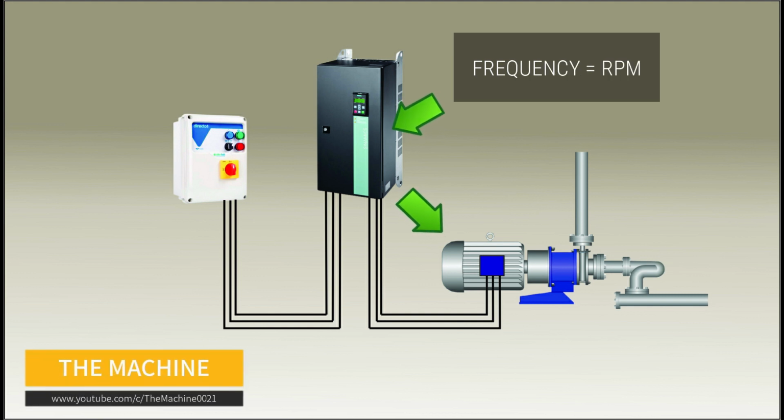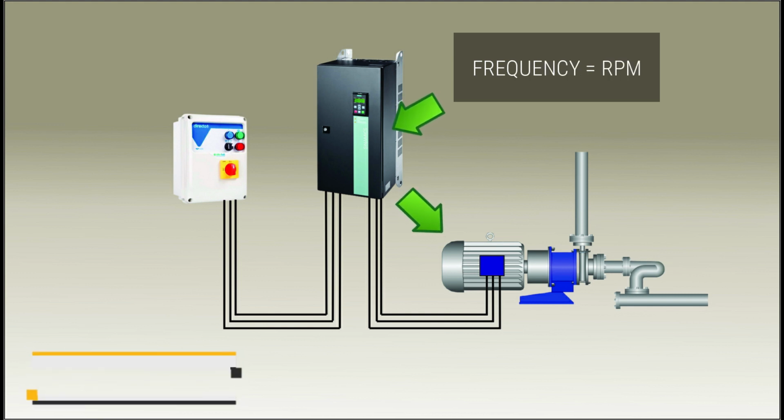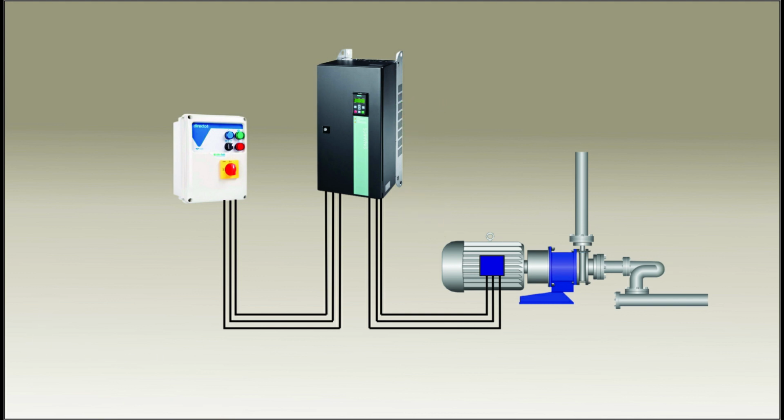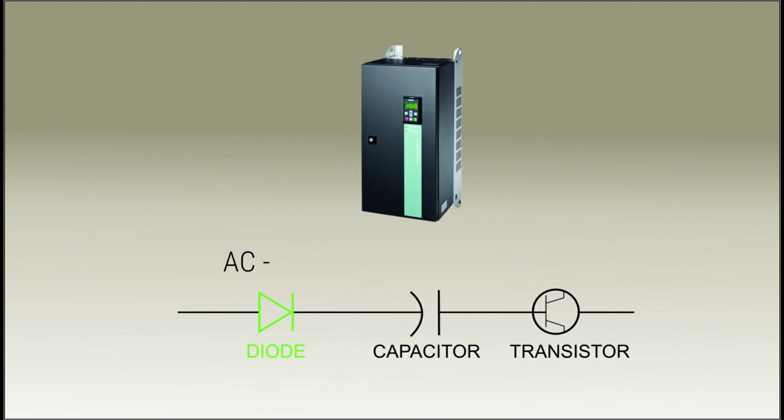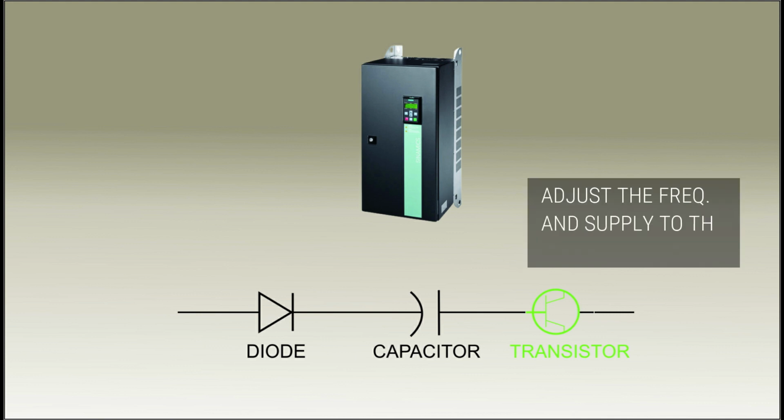VFDs work by adjusting the frequency of the motor to adjust the RPMs. VFD will actually convert the voltage twice. First, it converts the three-phase AC to DC by means of diodes then filtered by a capacitor. Next, it will convert the DC to AC by means of transistors acting as switches. Utilizing these switches is what allows the VFD to adjust the frequency that the VFD supplies to the motor.